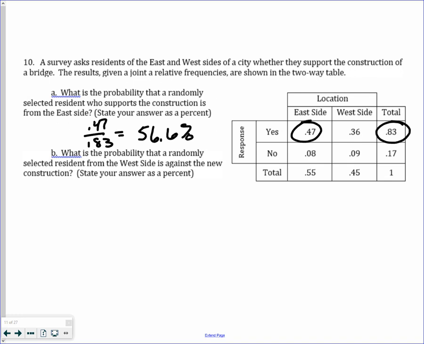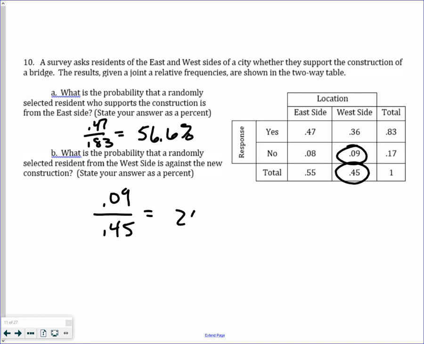What is the probability that a randomly selected student is from the west side? So it's got to be from the west side, and against the construction. So 0.09 out of 0.45, again, giving me a total of 20%. Reading the questions carefully here matters because, if we're talking about the west side people, you can only use the west side as your total.